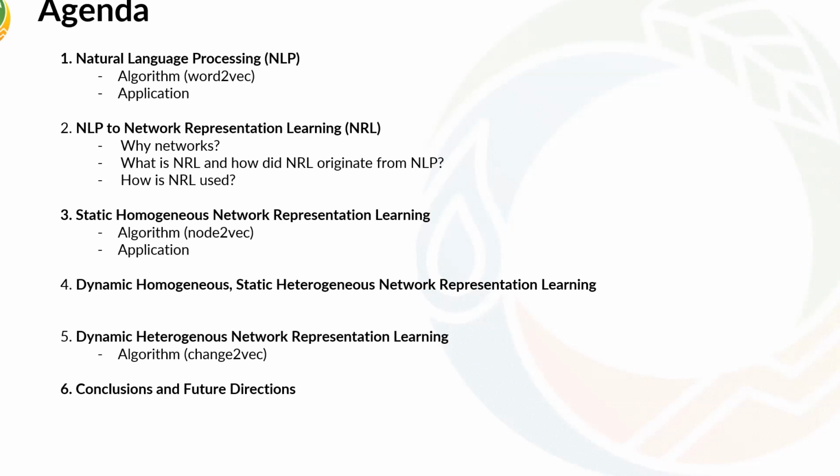After that, I will be talking about the network embedding techniques for four different types of networks, which are static homogeneous network, dynamic homogeneous network, static heterogeneous network, as well as dynamic heterogeneous networks, some algorithms and applications there. And in the end, I will conclude the presentation by discussing some possible future directions in the research area.